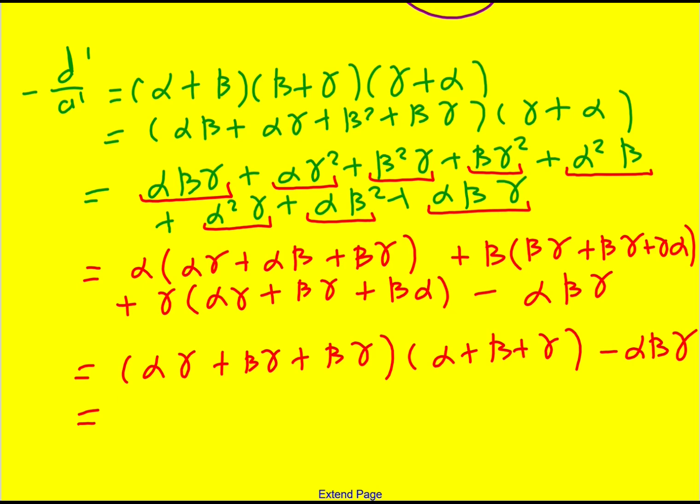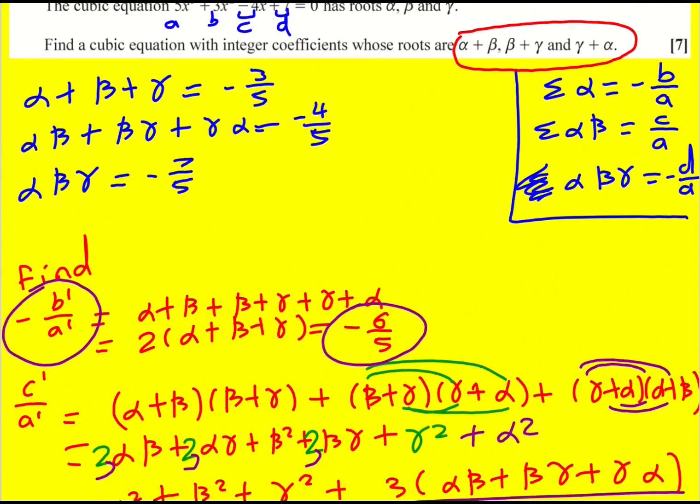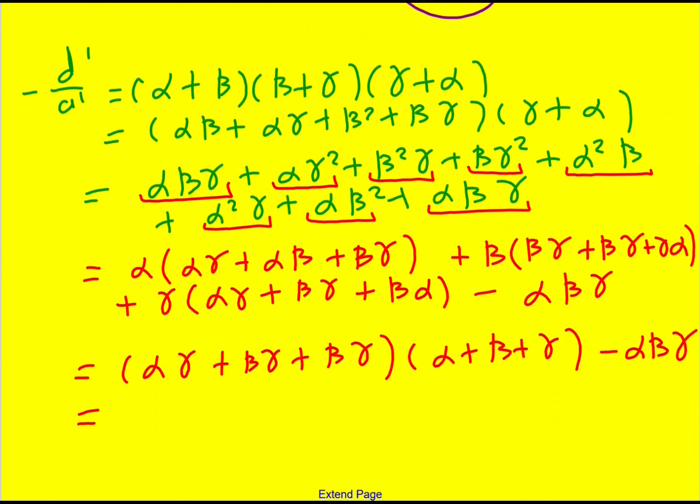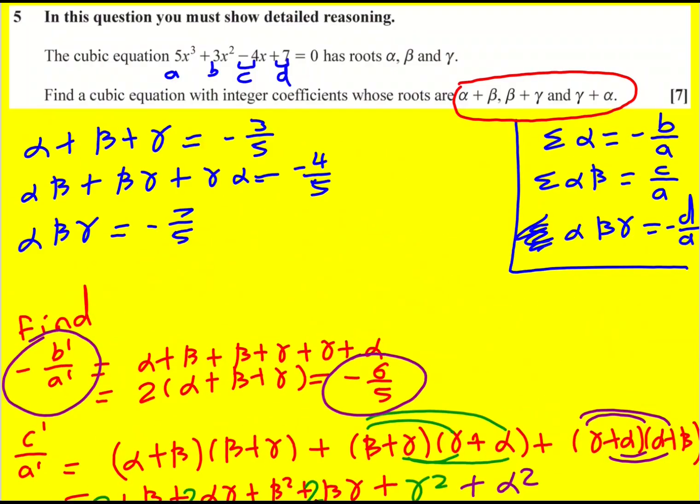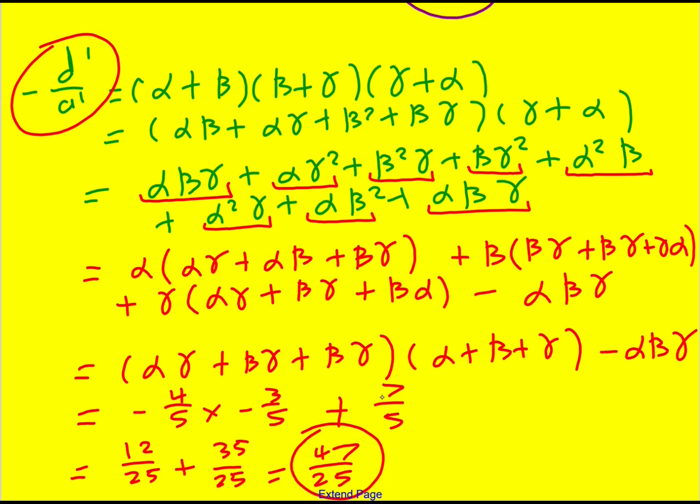And now we're back to things that we know. We've got the pairwise ones all the way back up here. We had minus 4 over 5 times by minus 3 over 5. And then I've forgotten what the other one was, minus 7 over 5. So it becomes minus 7 over 5, so plus 7 over 5. So that gives me 12 over 25 plus, times this through by 5, 35 over 25, which gives me 47 over 25. Okay, we've got everything we need now.